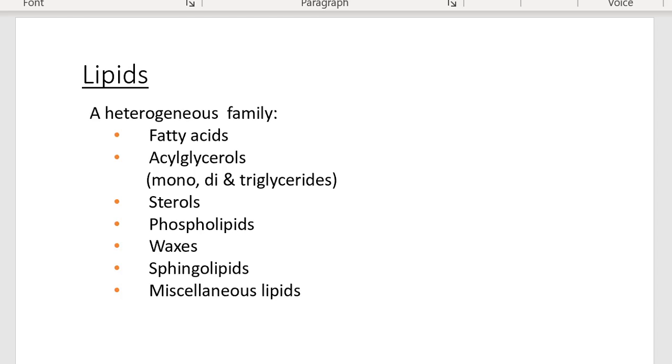The first thing that we want to know is what are lipids. In daily life, we always talk about fats and oils. That's the form of lipid we are consuming, like margarines, butter, vegetable oils. But lipids are not only fats and oils. There's a diverse group of lipid molecules composed of fatty acids, acylglycerols, sterols, phospholipids, and others listed here. It's a big heterogeneous lipid family.